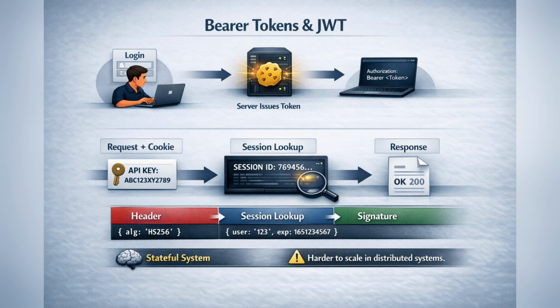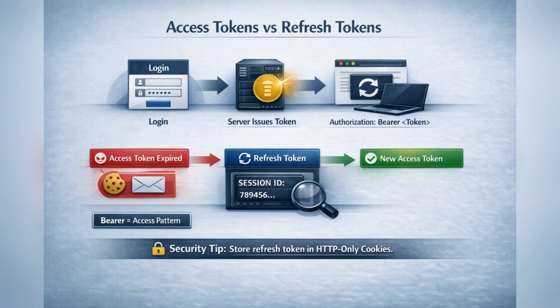Because the server can verify the signature without checking a database, this approach is stateless. That makes it faster, more scalable, and ideal for distributed systems. To balance security and usability, modern systems use two types of tokens. Access tokens are short-lived and used for actual API requests. If one is compromised, it only works for a limited time. Refresh tokens, on the other hand, last much longer and are used to generate new access tokens. This means users don't have to log in repeatedly, while the system still limits risk.